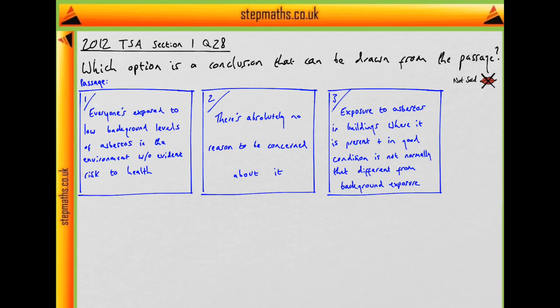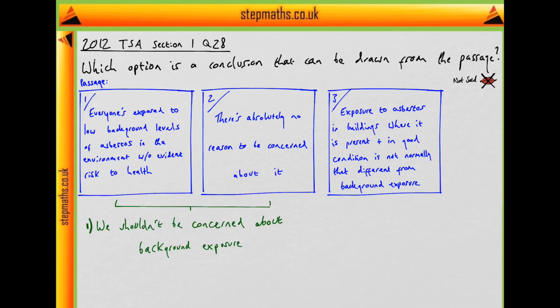So that's the passage. And what's actually being said here? Well, in sentences 1 and 2, the author seems to be saying that we shouldn't be concerned about background exposure. That's basically what the author is saying in the first few sentences. What about in sentence 3? Well, in sentence 3, the author is basically saying that asbestos which is in buildings and which is in good condition is like background exposure.